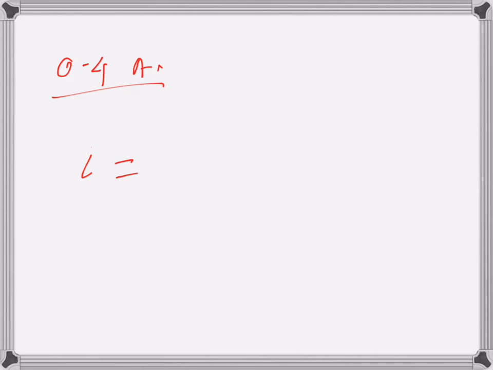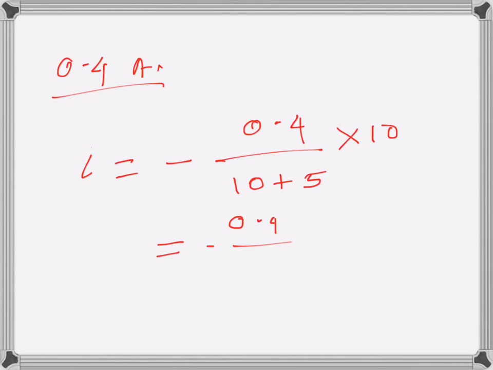I can apply the current divider rule, and the current will of course be in the other direction, so that will be negative 0.4 divided by the sum of the resistances, multiplied by the resistance of the other branch, which is 10. So this is 15, this is 10, so basically minus 0.4 times 2 over 3, so that's minus 0.8 over 3 amps. So let's leave it like that. This is the contribution of one part, let's call it IA, which is the contribution of the 0.4 amp source.